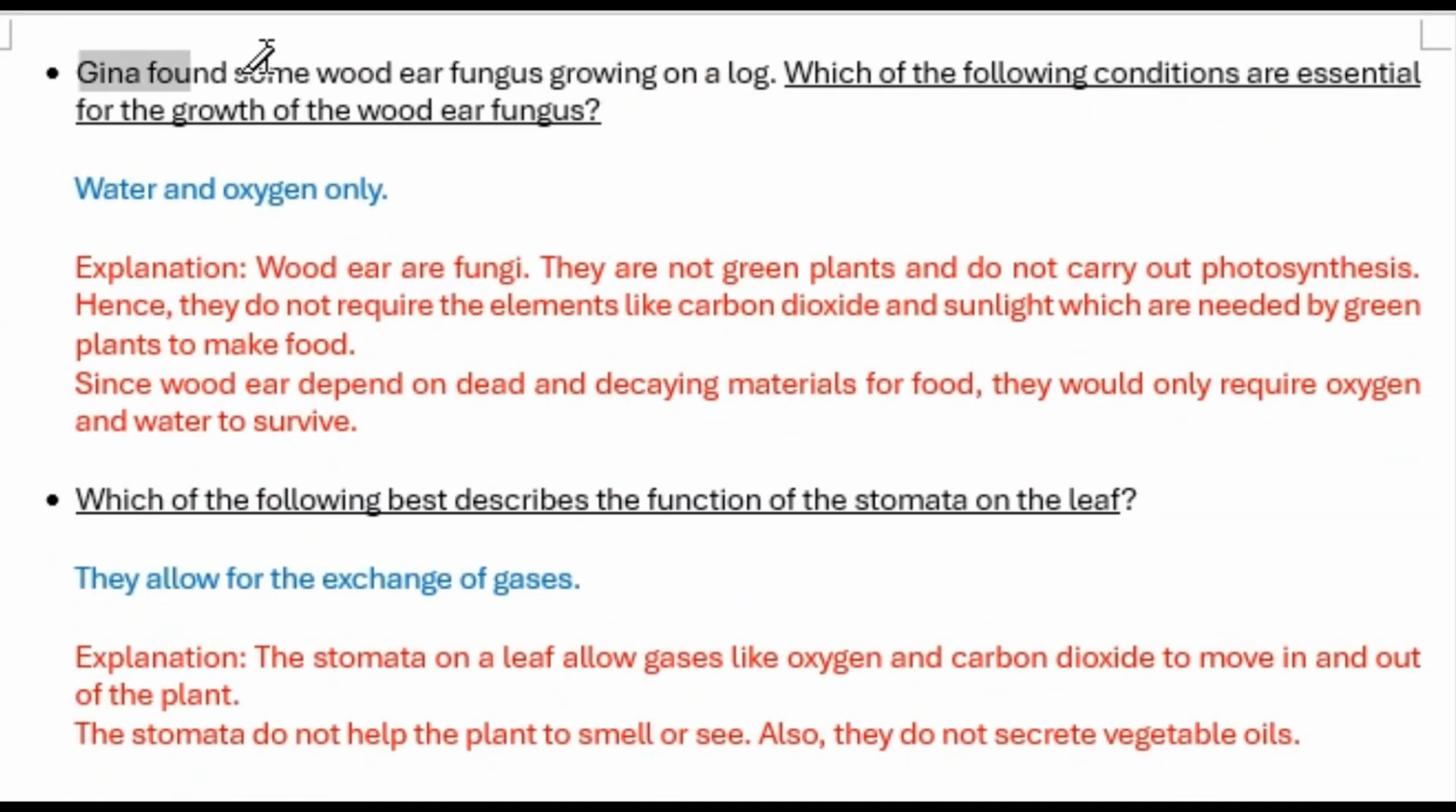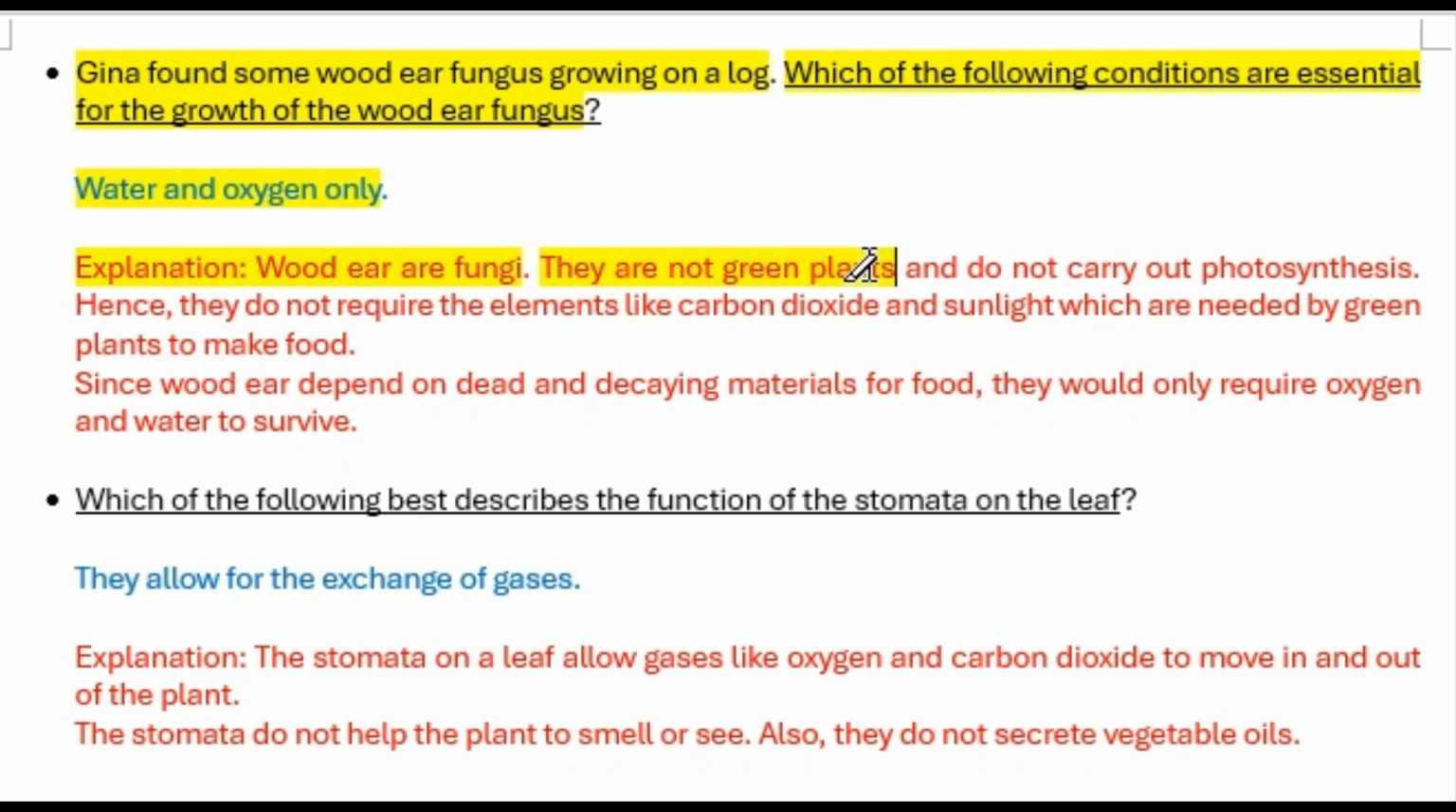Gina found some wood ear fungus growing on a log. Which of the following conditions are essential for the growth of the wood ear fungus? Water and oxygen only. Explanation: wood ear are fungi.